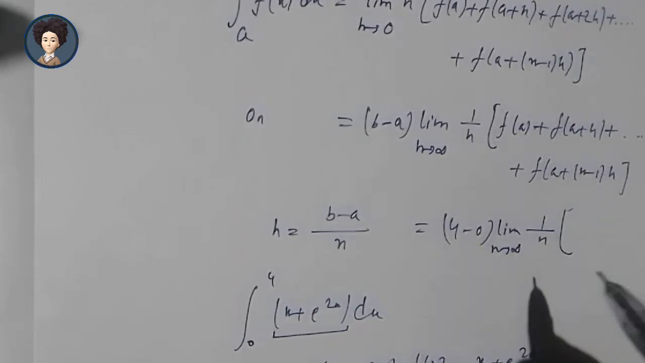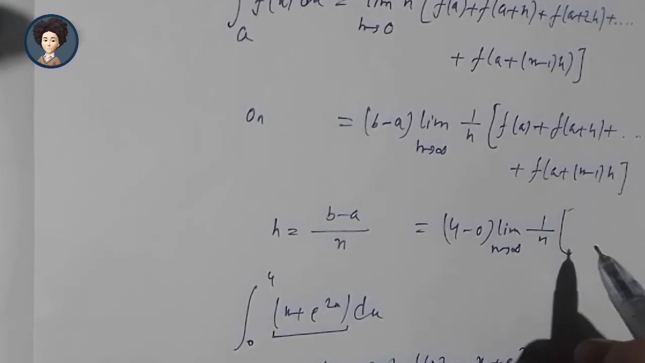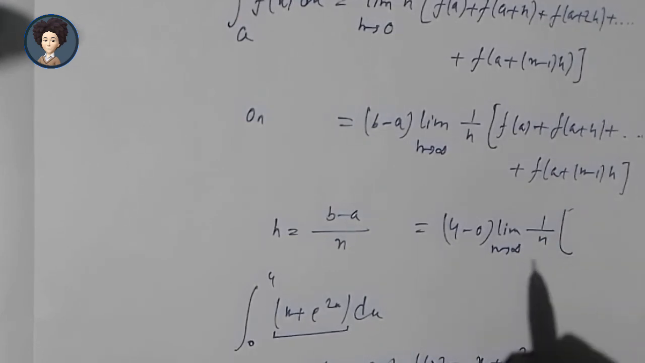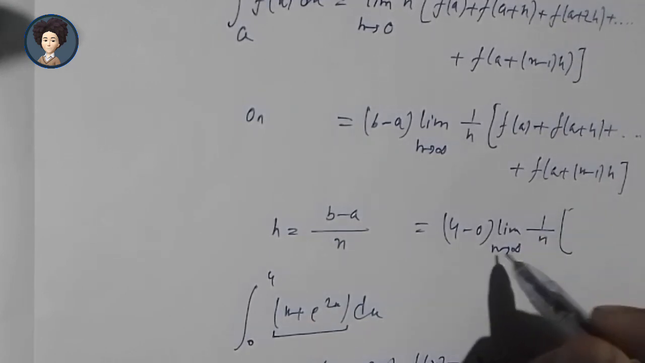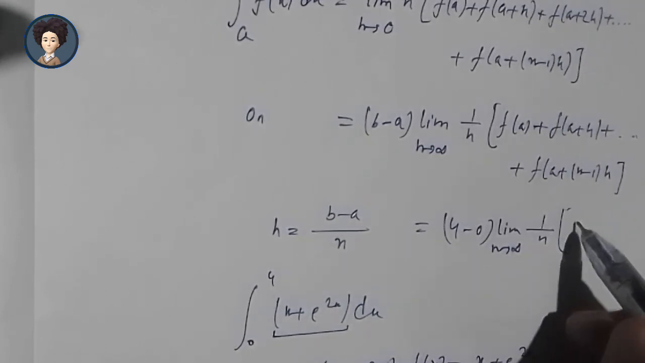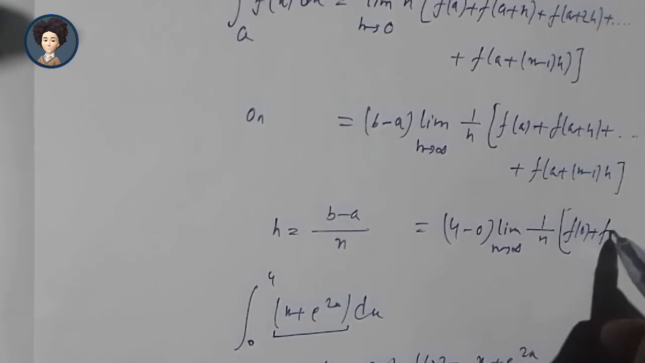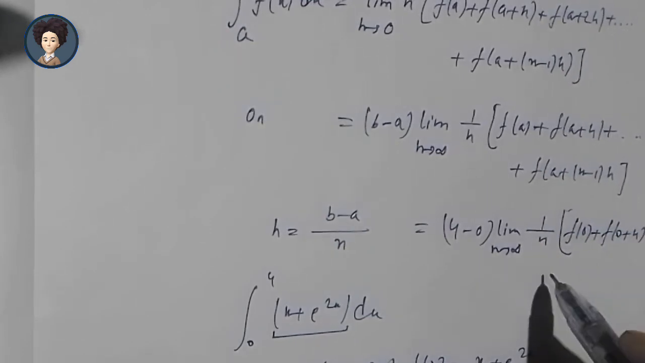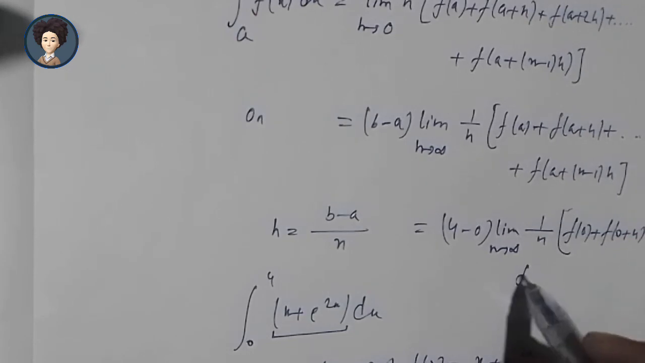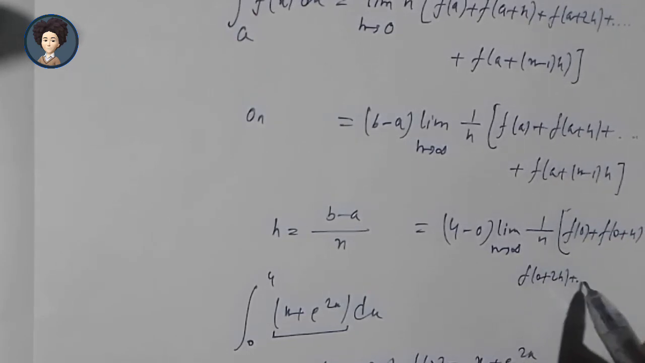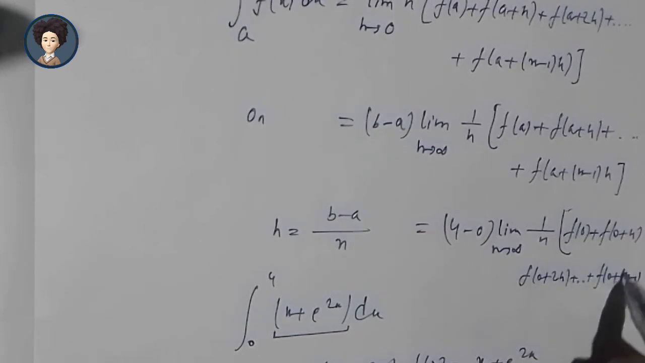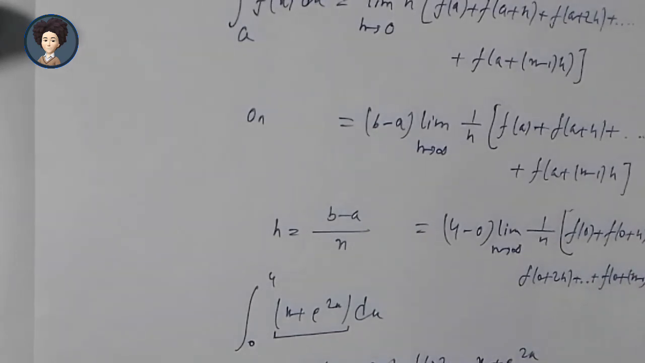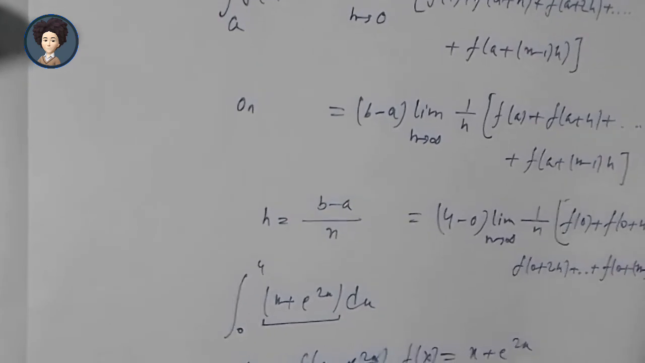We don't know about n, but in the process we are trying to remove this n term. I'm going to show you how we could remove this n. So let's put these values here. Then we get f of 0 plus f of 0 plus h and f of 0 plus twice h plus and so on up to f of 0 plus n minus 1 into h. This is what we get here.